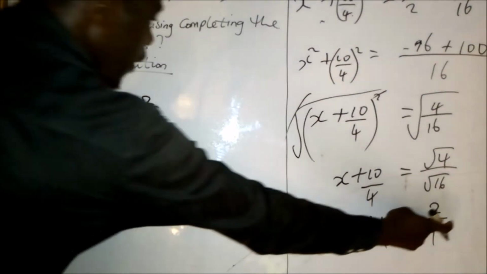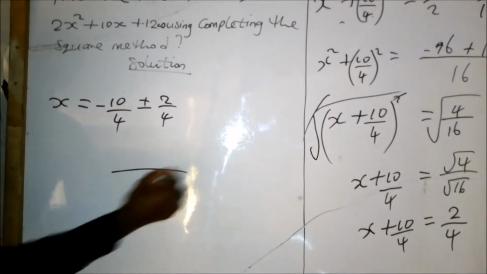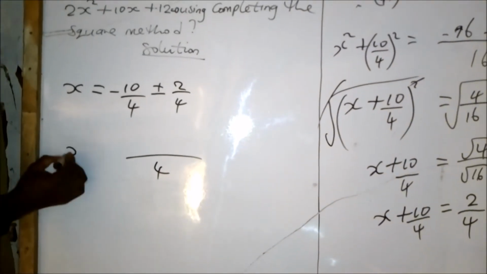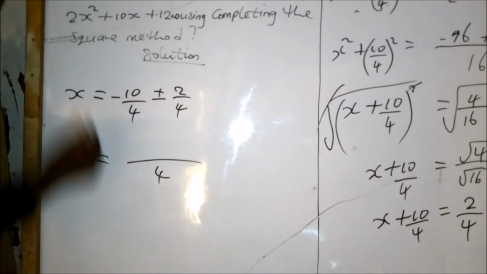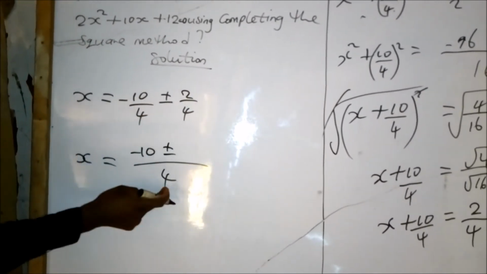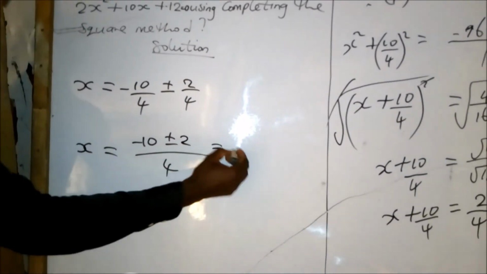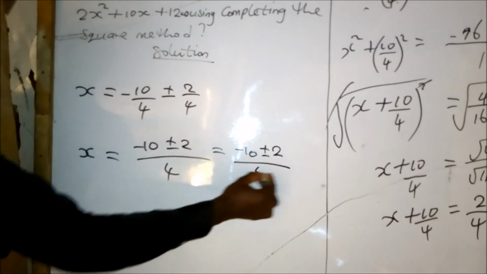These 2 over 4 we have here, so we put it here. Then we have to combine them. The LCM of 4 and 4 is 4. So here we have that our x is equal to this. 4 divided by 4 is 1. 1 multiplying minus 10 is minus 10. Plus or minus 4 divided by 4 is 1. 1 multiplying 2 is 2. And this will lead to minus 10 plus or minus 2 all over 4.